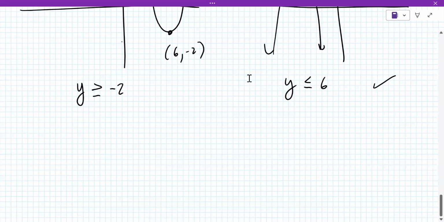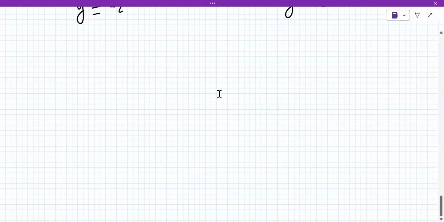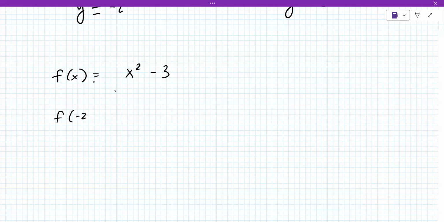Any questions on that? No. Okay, so let's just close out here with some more function notation since we don't have a ton of time. Let's say I give you f of x equals x squared minus 3. Would you calculate for us f of -2?